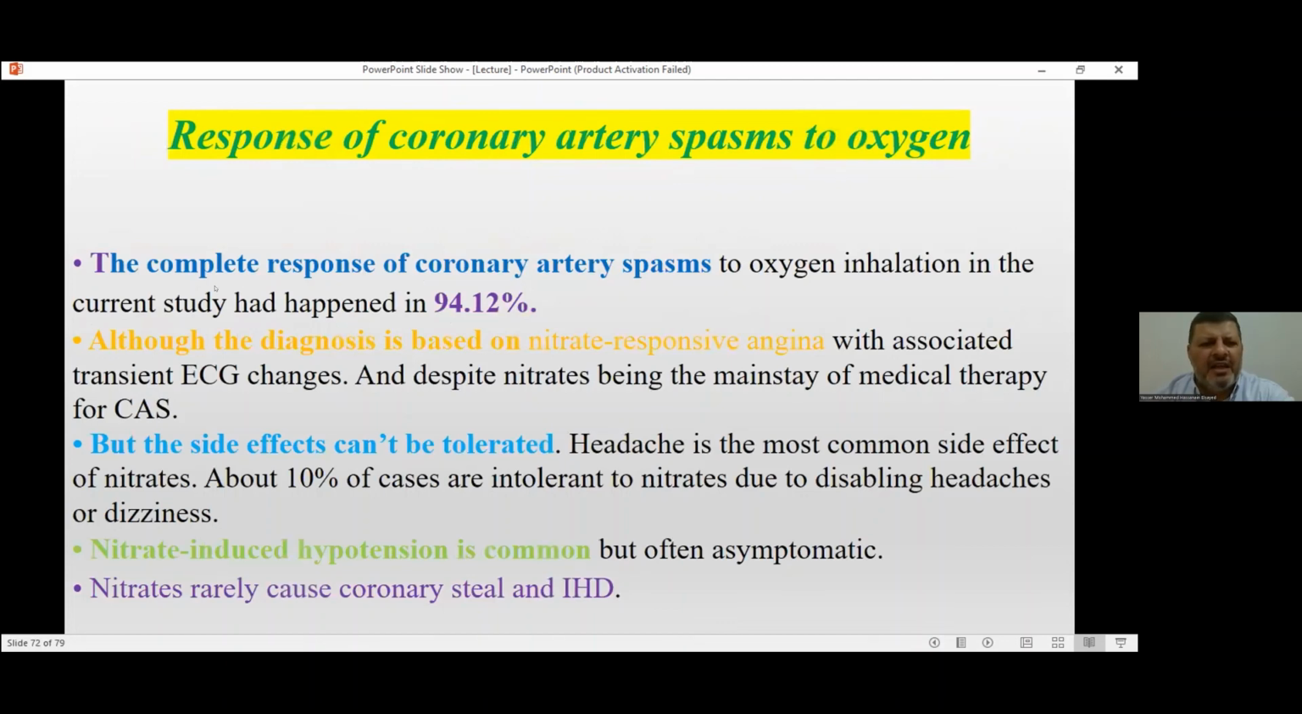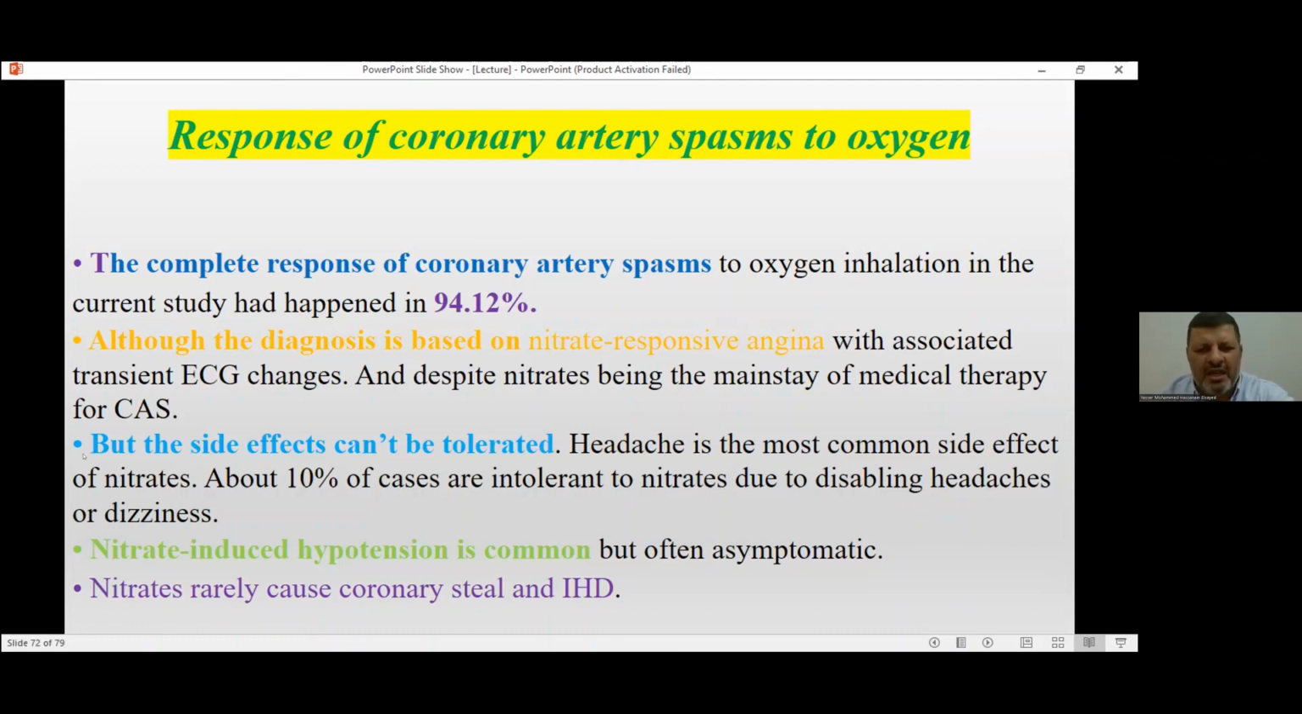Response of coronary artery spasm. In my study, the complete response of coronary artery spasm happened in 94.1%. The diagnosis is based on nitrate-responsive angina with associated transient ischemic changes. Despite nitrates being the mainstay of medical therapy for coronary artery spasm, their side effects cannot always be tolerated. Headache is the most common side effect, as known. About 10% are intolerant to nitrates due to disabling headaches and dizziness.